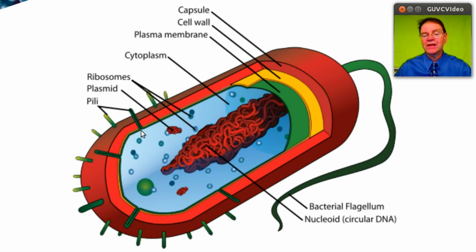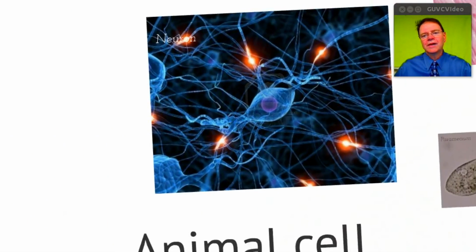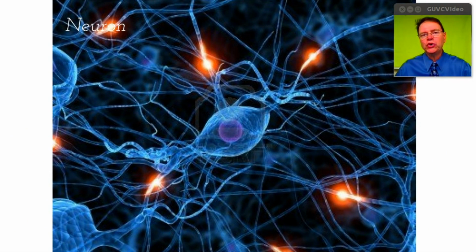Pili, which are actually an extension of the plasma membrane that goes out beyond the cell wall and the capsule. And this is used for sensory transduction within the cell. We can see this outer coat that you can see is the cell wall that's going to vary in composition. And oftentimes you can see a capsule that surrounds that as well that can be made out of protein. And some bacteria actually have a tail that's going to be attached to a motor that's going to propel it through its watery environment.